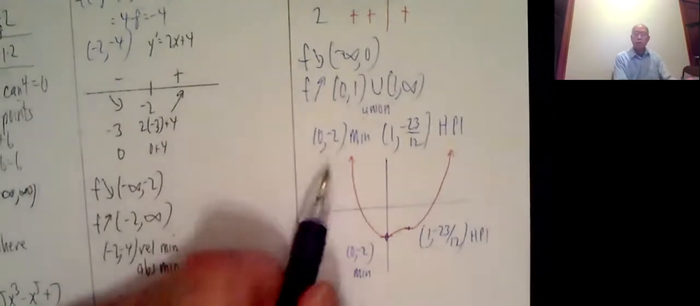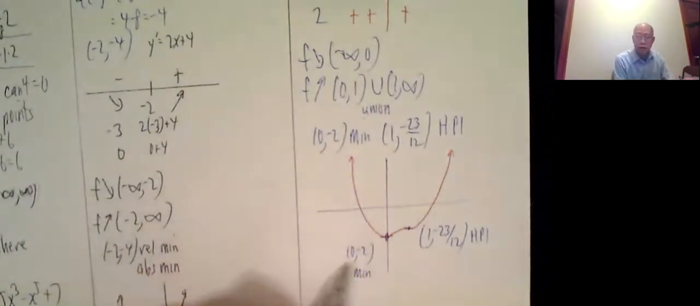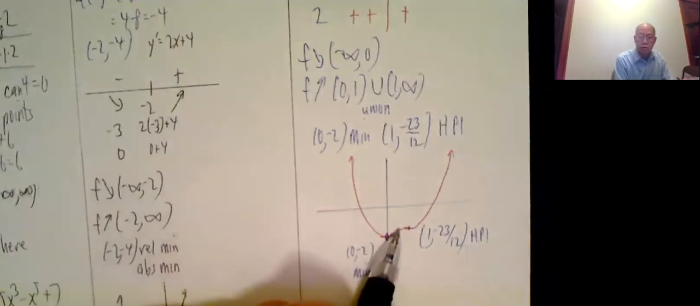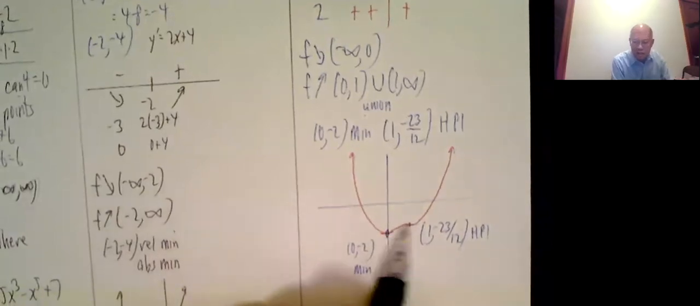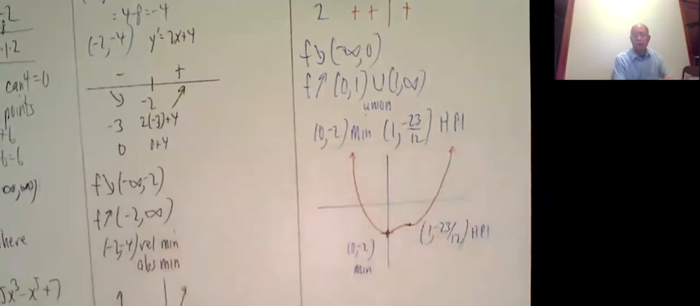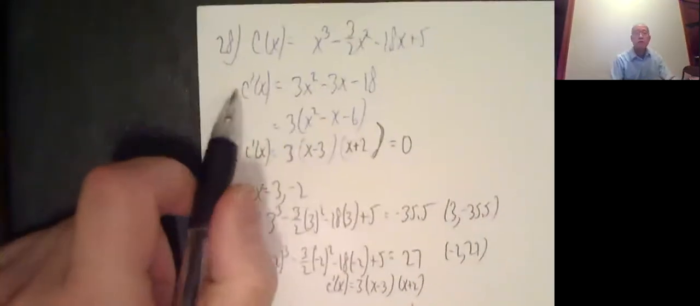Right, so here's the picture. Goes down to a minimum, (0, -2). Goes up to (1, -23/12). Just for a split second has a slope of 0, and then it goes back up again based on this. Okay, then one more like this, 28.